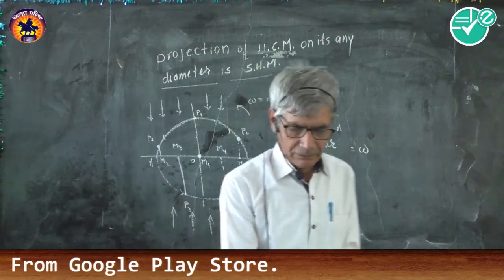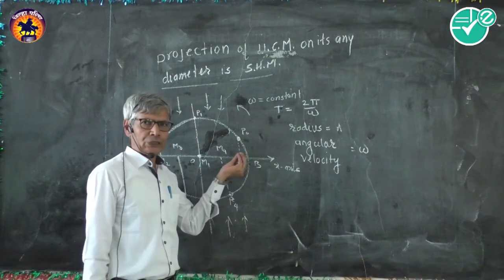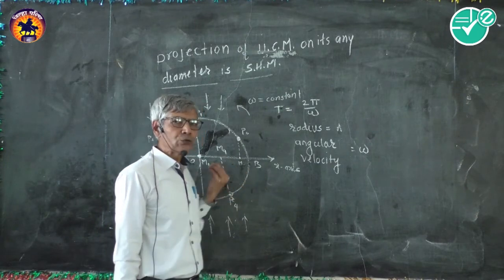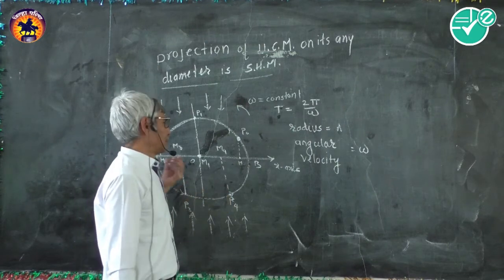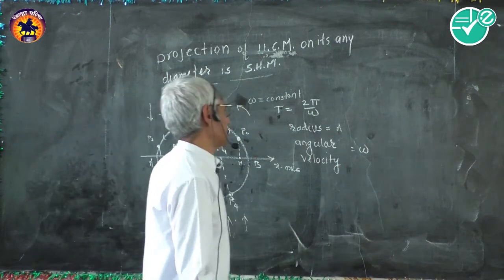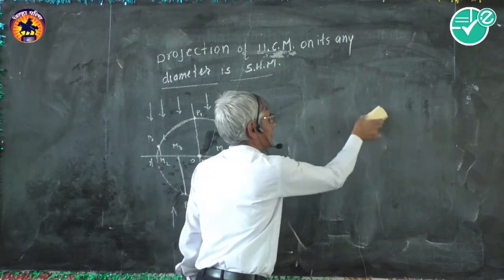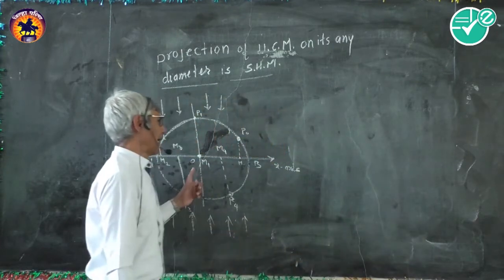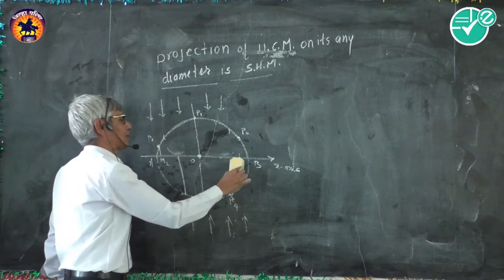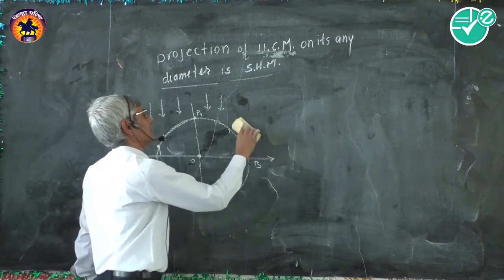The first thing we have proved is that the projection of the uniform circular motion on any of its diameters is a periodic motion. It is oscillatory motion between the two points A and B as shown in figure. Now, if we are able to show that the linear acceleration of this projection is directed towards the mean position and in magnitude it is directly proportional to displacement from the mean position, then we can prove that this projection is linear simple harmonic motion.